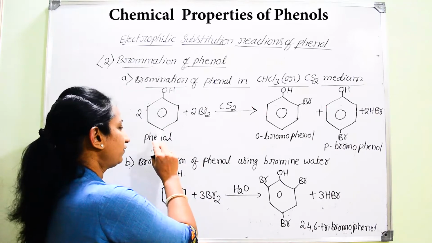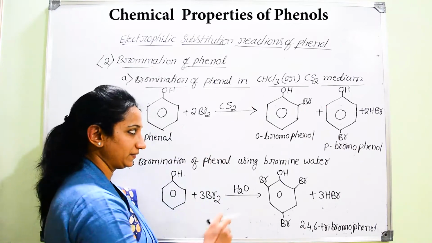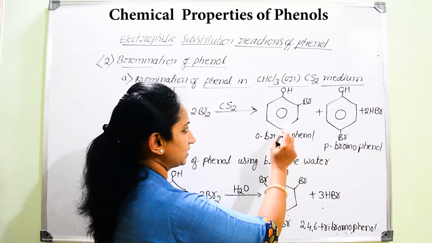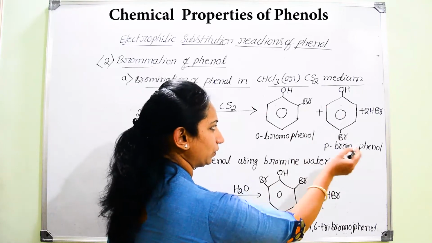When phenol is subjected to bromination in carbon disulfide medium, you will get two products, such as ortho-bromophenol and para-bromophenol.